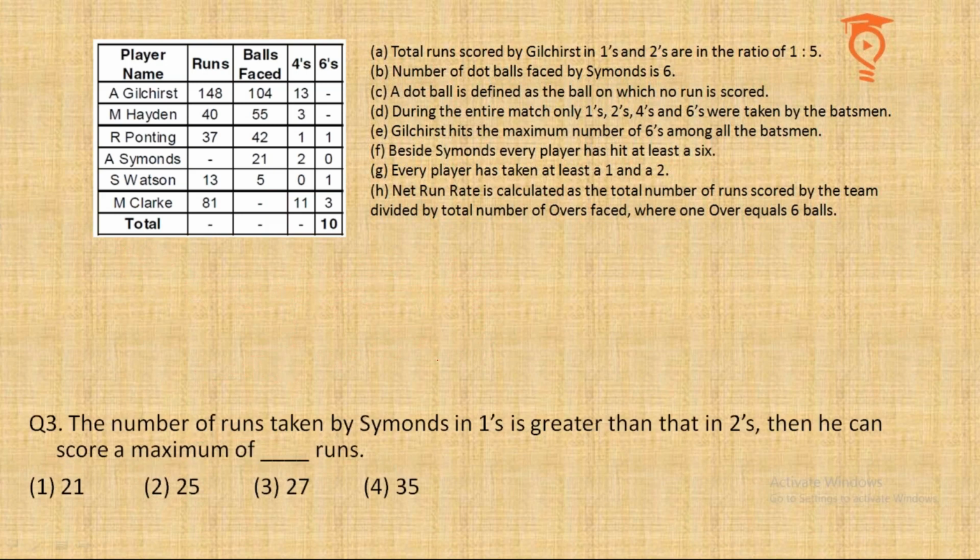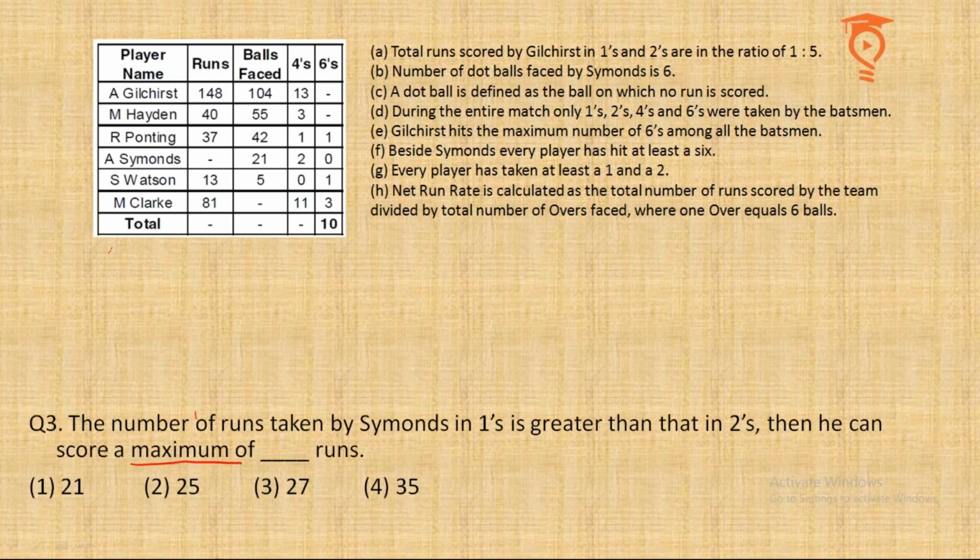Question 3. The number of runs taken by Simons in singles is greater than that in doubles. Then he can score a maximum of, so we have to maximize the number of runs taken by Simons with a condition that singles taken by Simons must be greater than the doubles. Not the number of singles, but the number of runs made by singles. So we have to maximize runs and the balls are fixed.